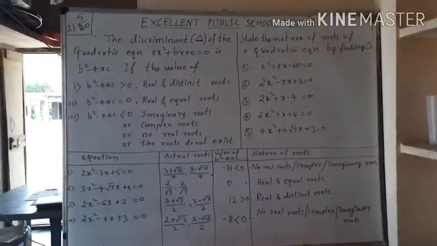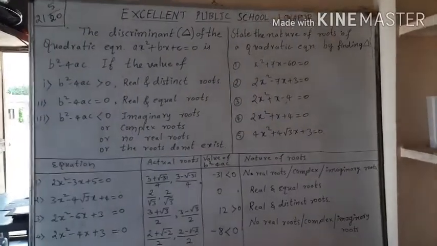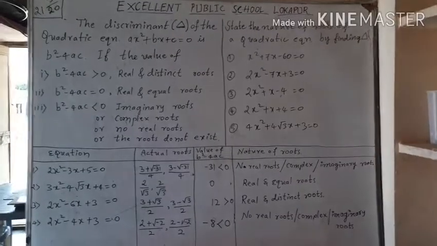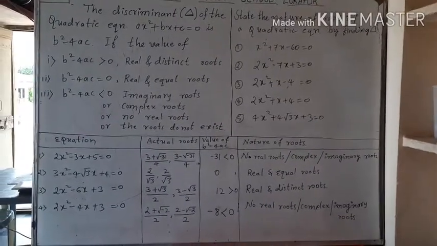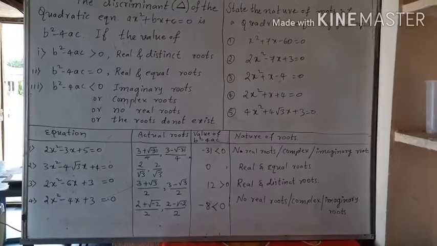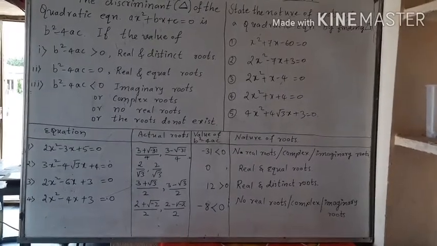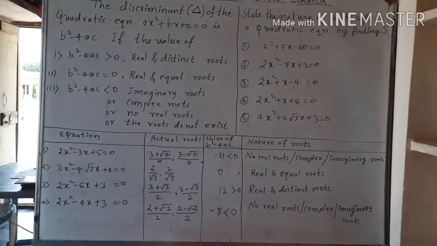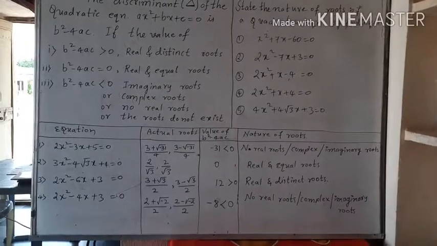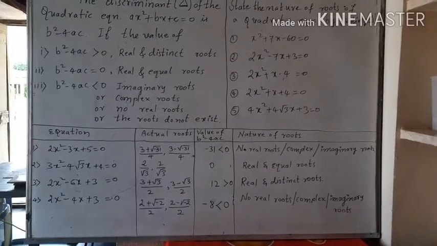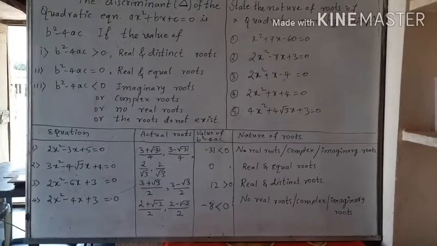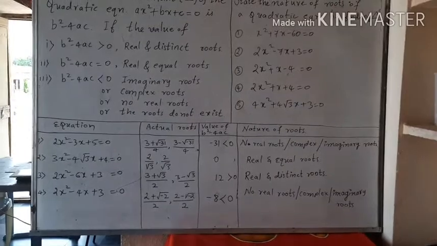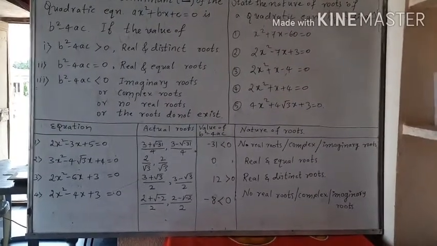Before we learn about the discriminant of the quadratic equation, let us learn what we mean by nature of roots. If we find the roots of a quadratic equation, the roots are either real numbers and equal, or real numbers and unequal, or the roots are imaginary or complex roots. This is called the nature of roots.